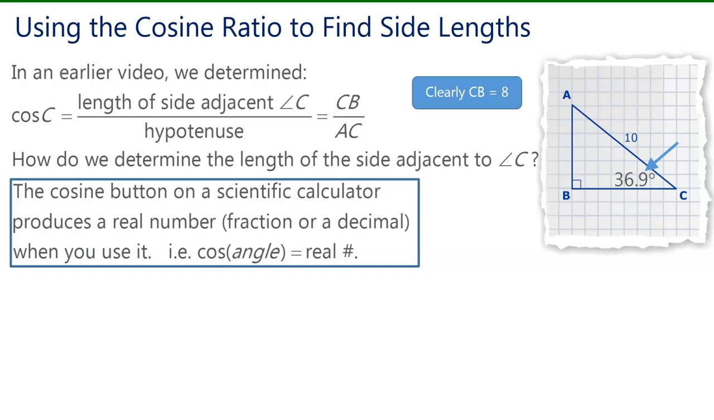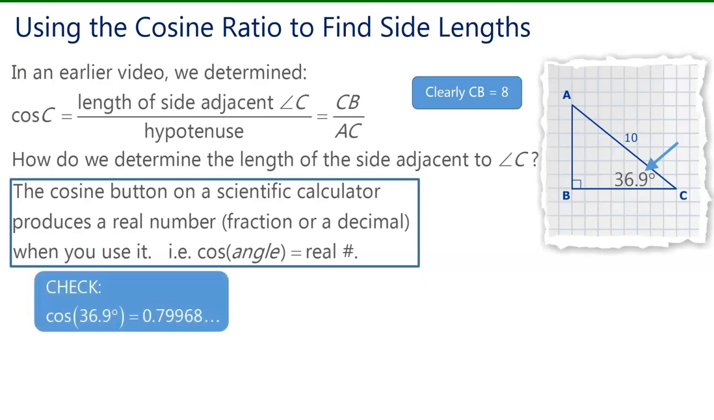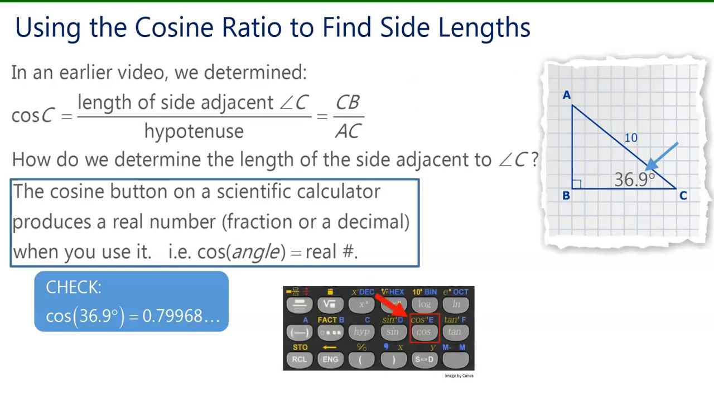The cosine button on a scientific calculator produces a real number, a fraction or a decimal, when you use it. In other words, the cosine of an angle is a real number. For example, the cosine of 36.9 degrees is 0.79968 continuing. Recall the cosine button on your calculator as indicated in the red rectangle on the right. Recall also that the angle must be in degrees.